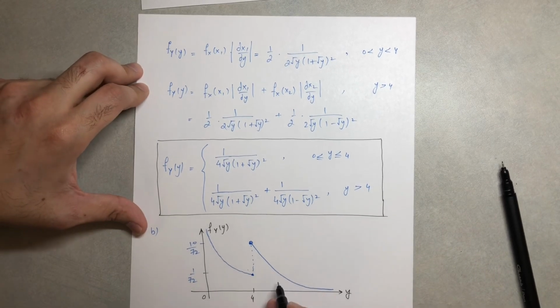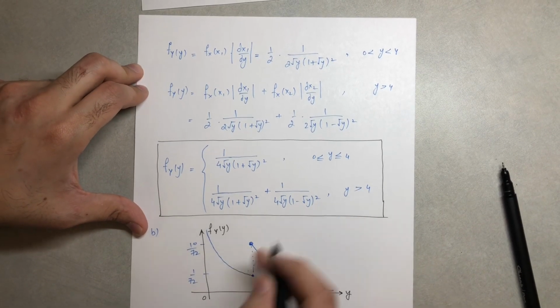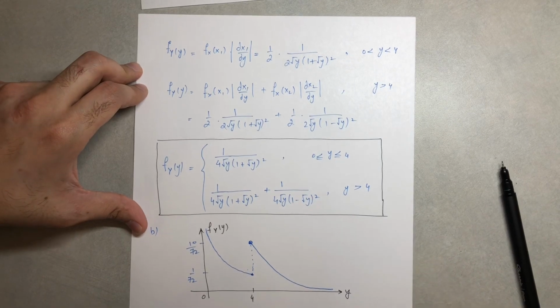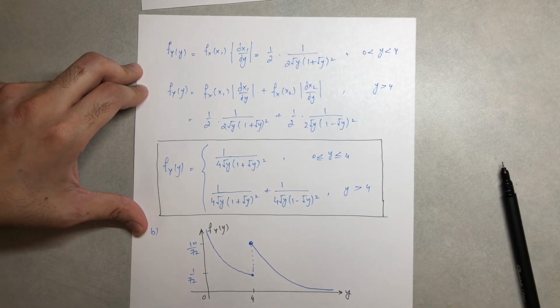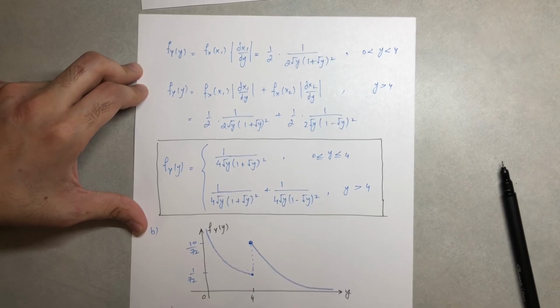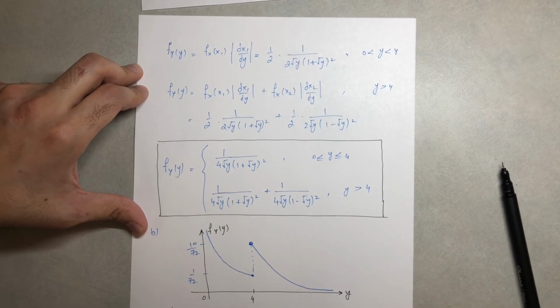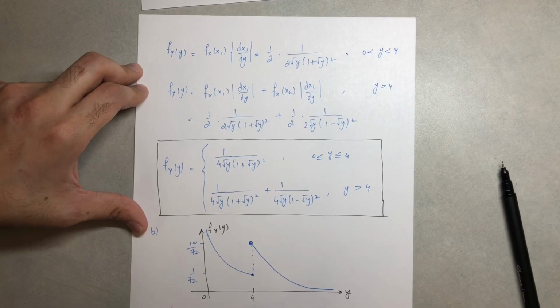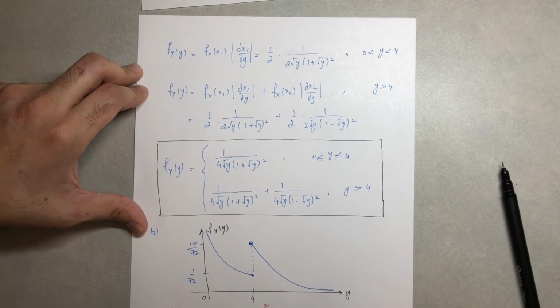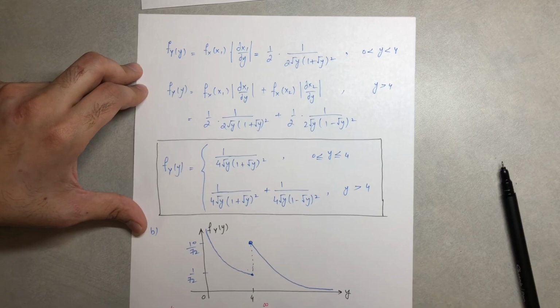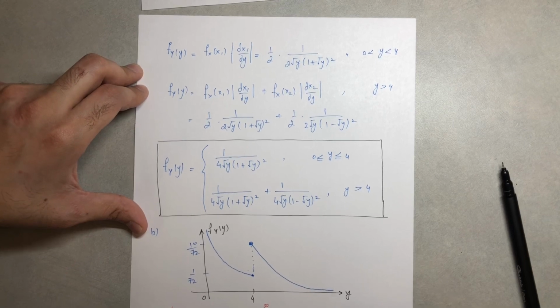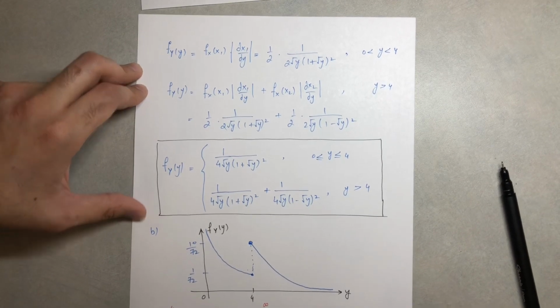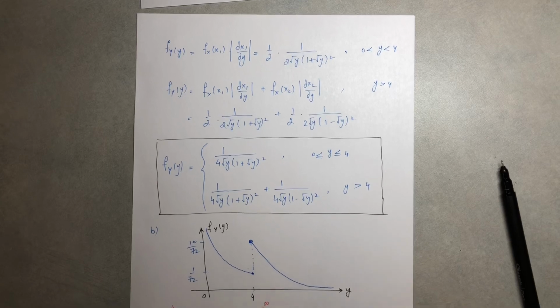So if you want to verify this is correct, just integrate this density and you should get 1. That means if you integrate 0 to 4, 1 over 4 square root of y, 1 plus square root of y whole squared dy, plus 4 to infinity, 1 over 4 square root of y, 1 plus square root of y whole squared, plus 1 over 4 square root of y, 1 minus square root of y whole squared dy. This should give you 1. So that brings us to the end of the solution.